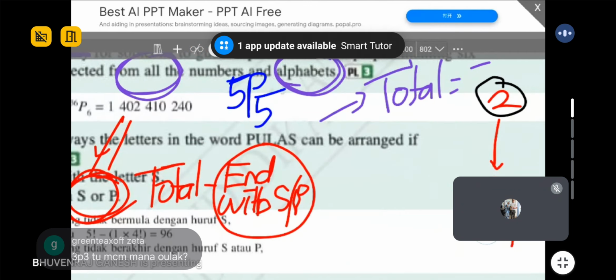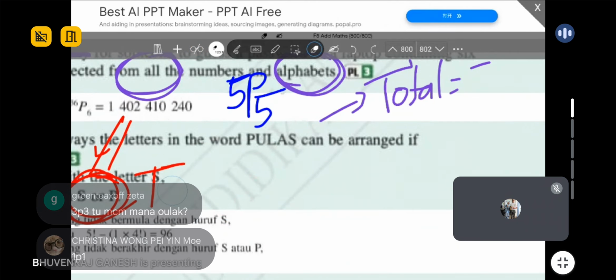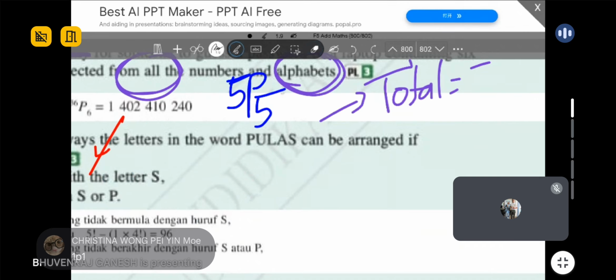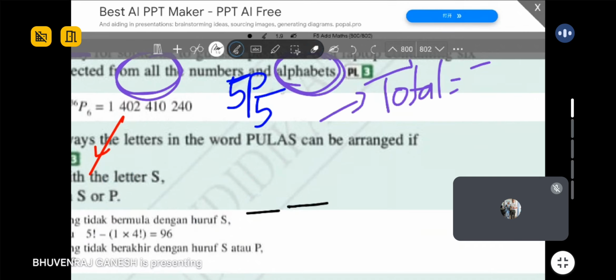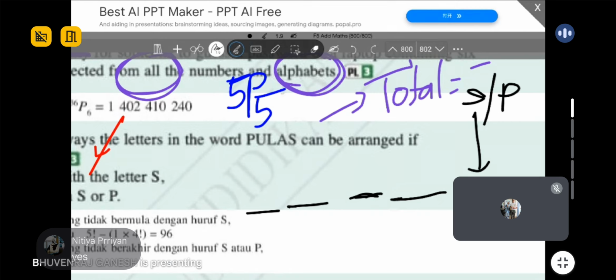I wrap everything first, so that it is easier. 3P3 tu macam mana? Okay, start slowly. I explain one more time. 1, 2, 3, 4, 5. Basically the concept is total minus S or P. So the last digit I can put S or P. Can you all understand this? Boleh faham yang ni? Setakat ini? I go step by step. This one is 2P1, betul? Sebab kamu kena pilih satu dari dua yang ni.